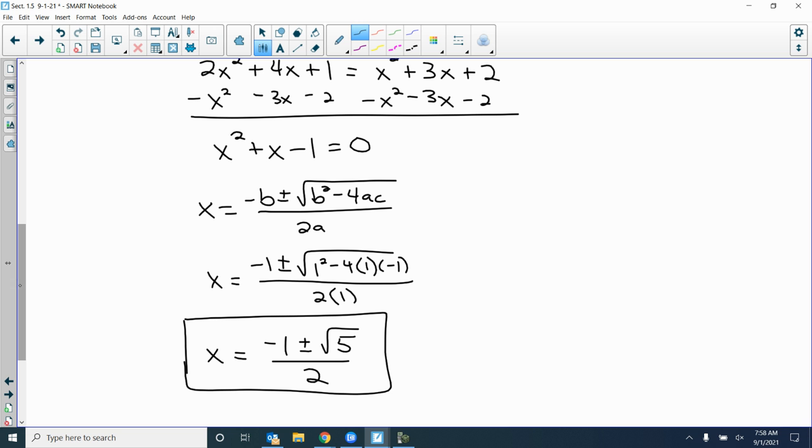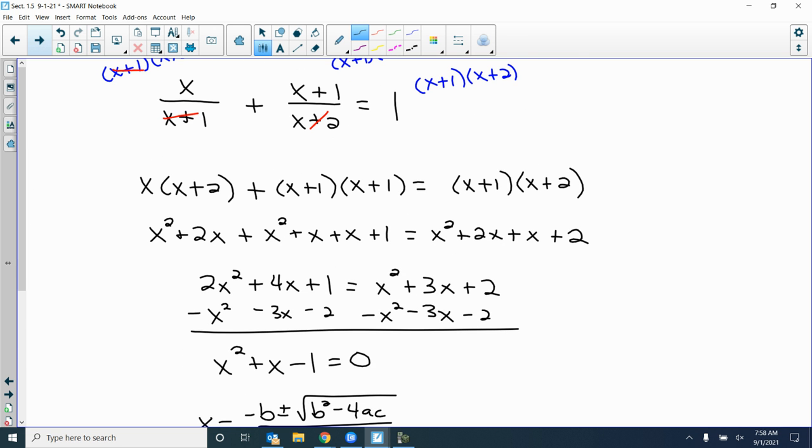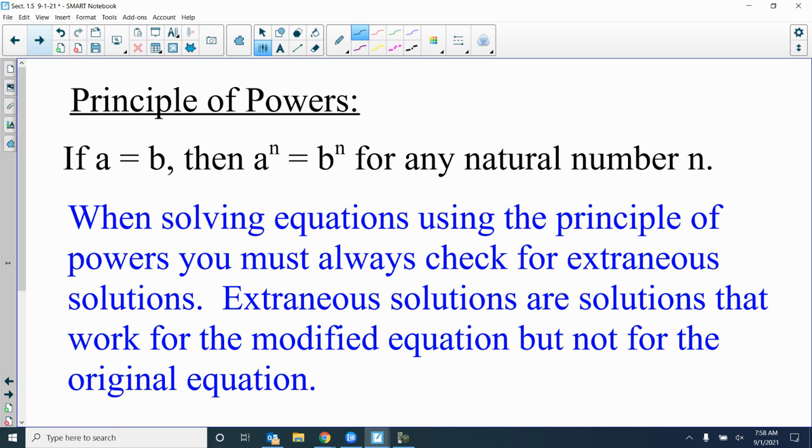So this is a rational equation. We're going to do radicals. Principle of powers is good to get. This is a useful tool. The principle of powers says if two things are equal and you take them to the same power, you square both sides, cube both sides, take them to the fourth power, then they're still going to be equal.